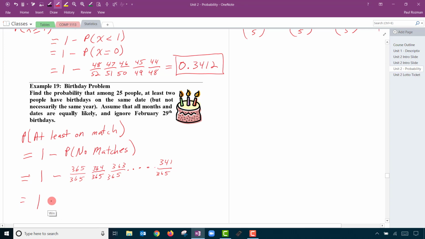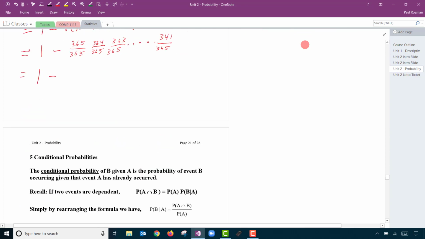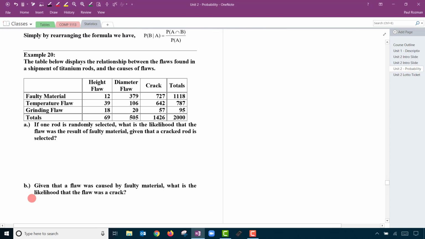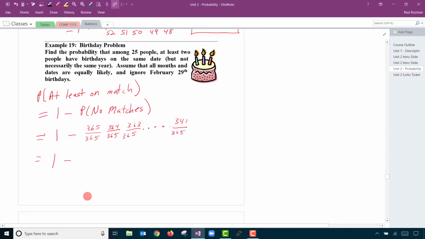Some of us would recognize that this looks like factorial notation. Sorry about that. The factorial notation on the top, it looks like 365 factorial, but it stops at 341. So I'd have to divide by 340 factorial. And then divide the whole thing. Each term has 365 in it, so that's 365 raised to the 25th power.